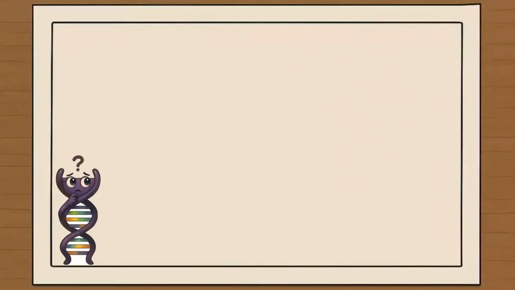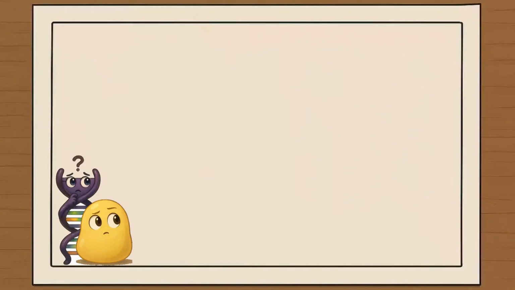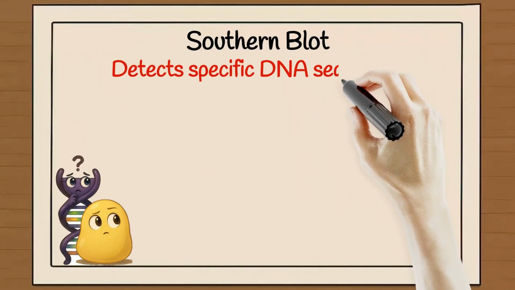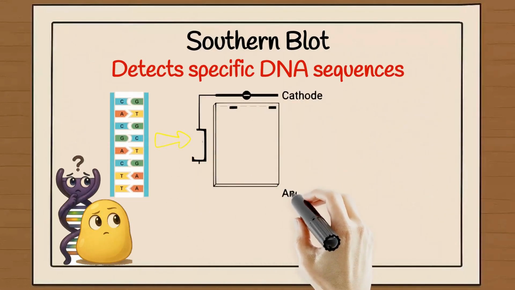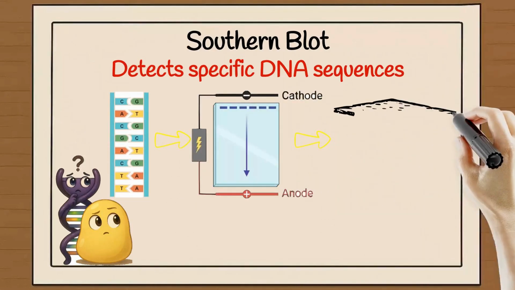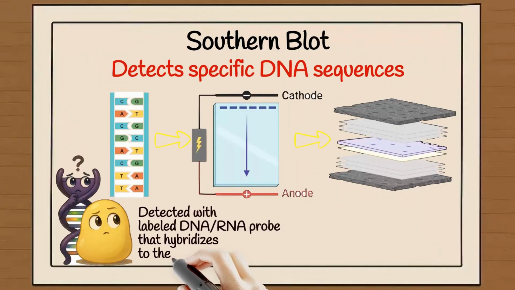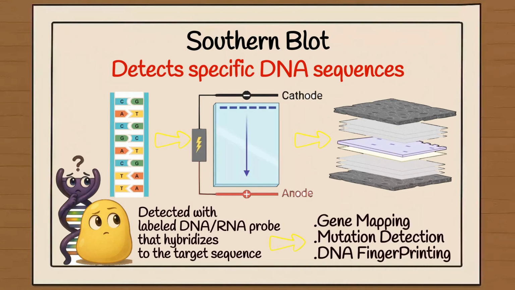So what are their main purposes? Each technique targets a different type of biomolecule and uses a distinct detection strategy. Southern blot. This technique detects specific DNA sequences. After separating DNA fragments by gel electrophoresis, they are transferred to a membrane and then detected with a labeled DNA or RNA probe that hybridizes to the target sequence. This is useful for gene mapping, mutation detection, and DNA fingerprinting.